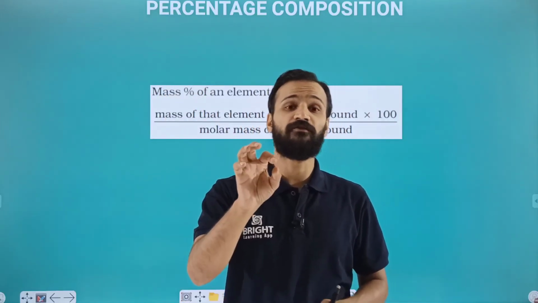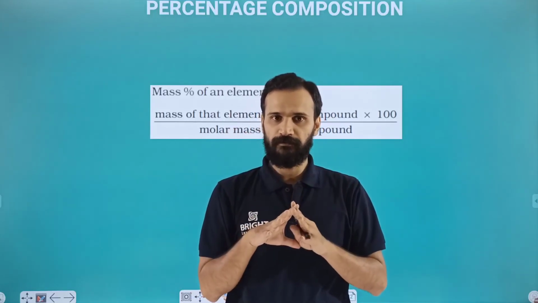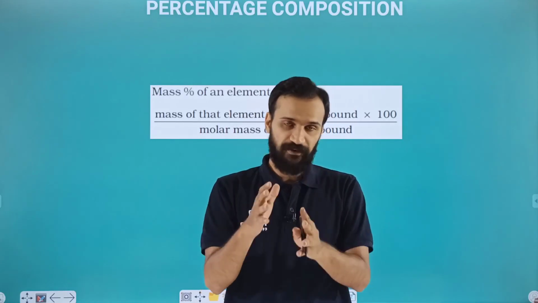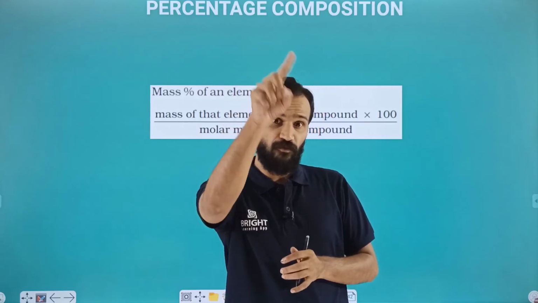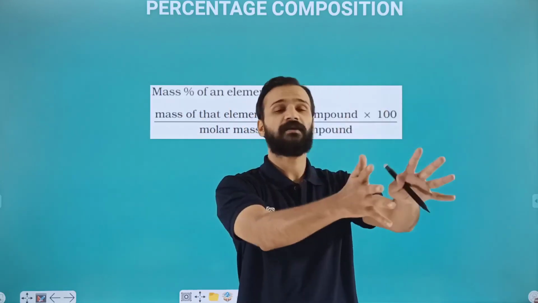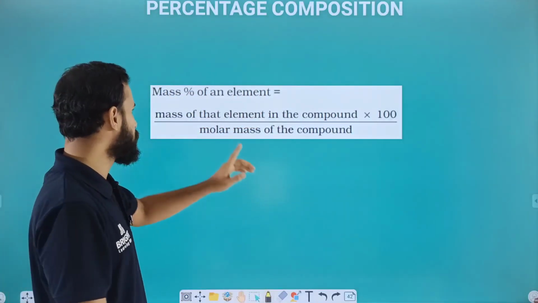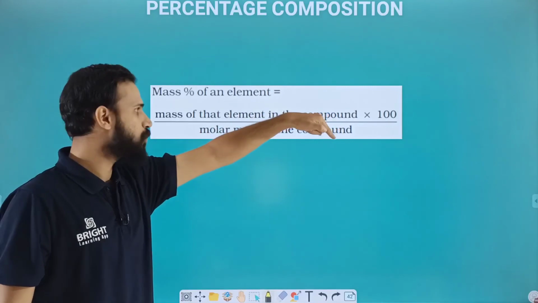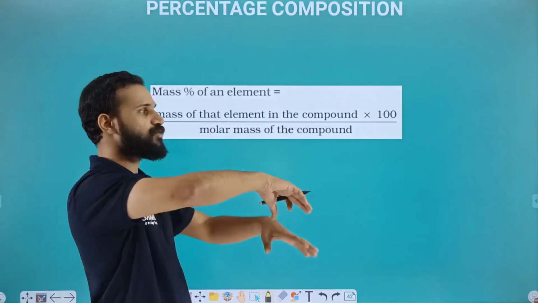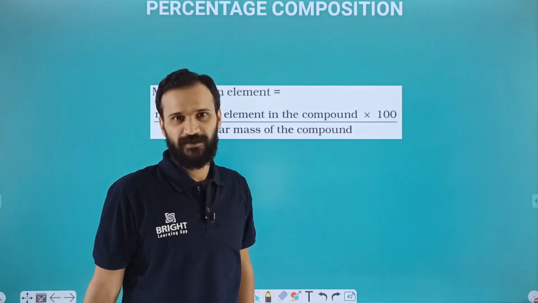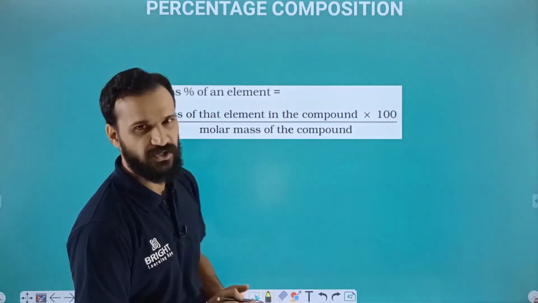What is the percentage in mass? Actually, we are taking a compound. There are a lot of elements, definitely more than one type of element will be there. If you are taking the percentage of one element in that whole compound, that's the percentage of that particular element. And we have an equation for that. Mass percentage of an element is equal to the mass of that particular element in the compound divided by the molar mass of the total compound, into 100. This is the equation we have to use to find the mass percentage of an element.